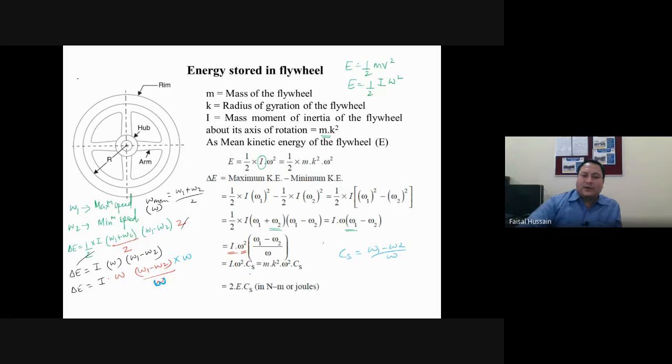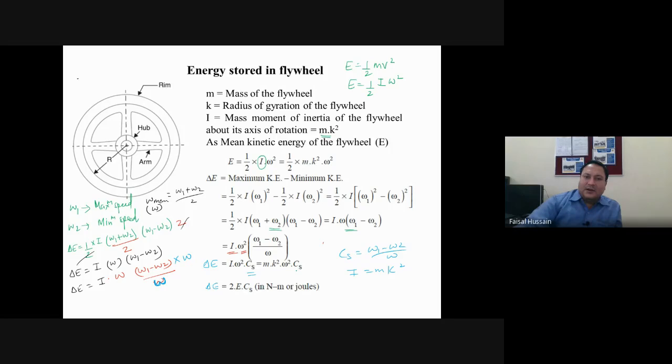So I omega square CS, then m k square omega square CS, instead of I, which is m k square. So what we have done, for energy stored in flywheel, I is there, omega square. Instead of I, m k square, and instead of omega 1 minus omega 2 upon omega, I have written CS. Okay, so this is the expression: delta E equal to I omega square CS, or delta E equal to m k square omega square CS.